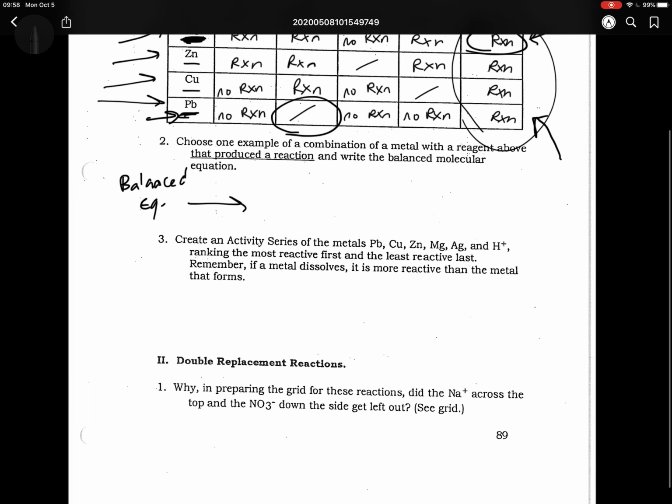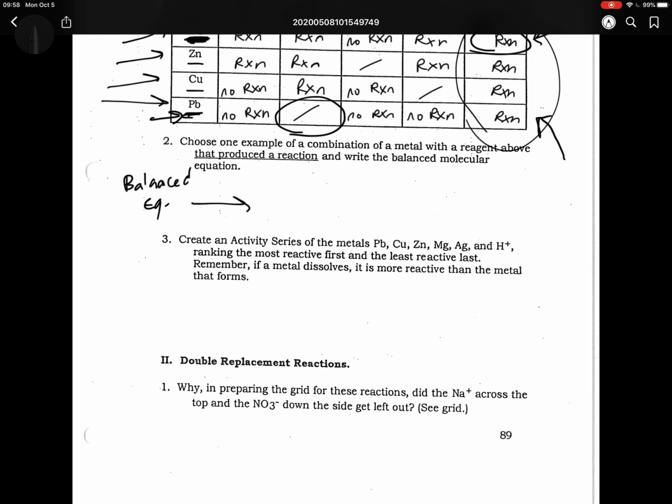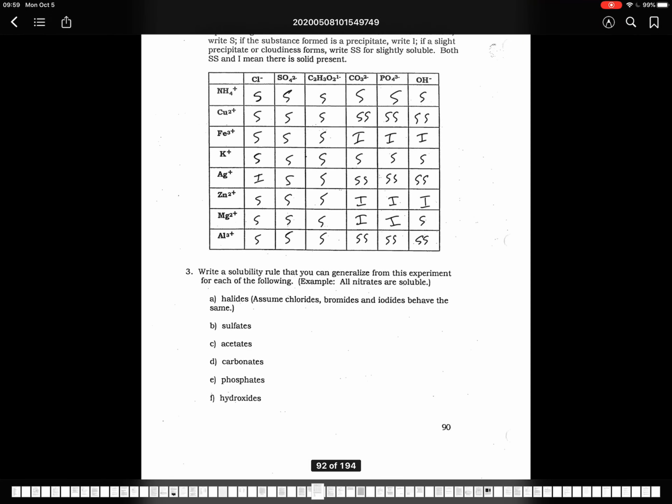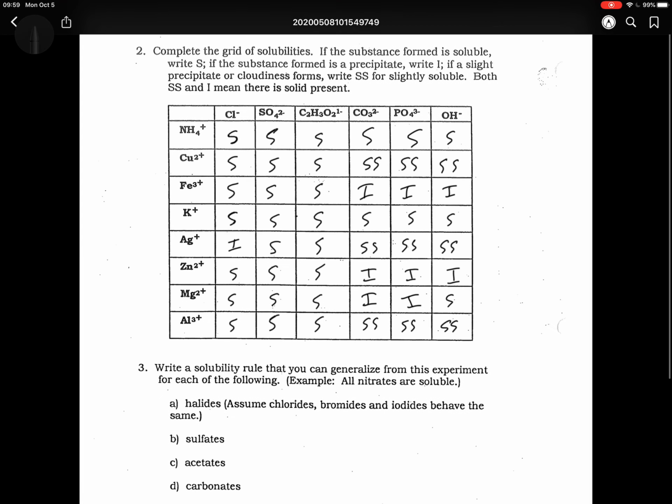Part 2 has a few different reactions happening. The first one was single displacement. Now we're going to look at double displacement. And this is a question that you guys can answer. So I've gone ahead and filled in some data for you.